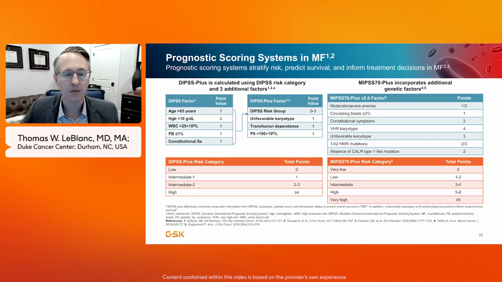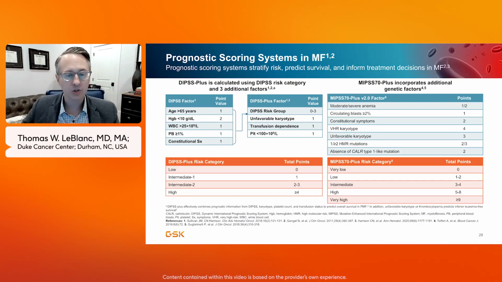What I would recommend is that you use one of the more recent ones that includes the mutational profiling, because that's usually going to give you a more accurate prediction of the likely transformation rate and overall survival in a population of patients like that person you're seeing. Here on the right is the MIPSS70 plus.